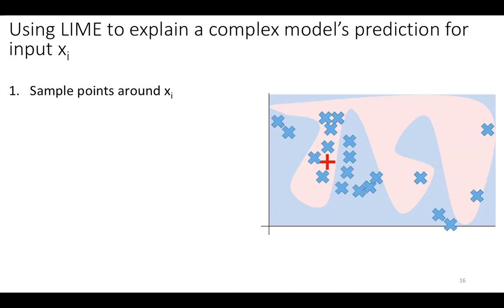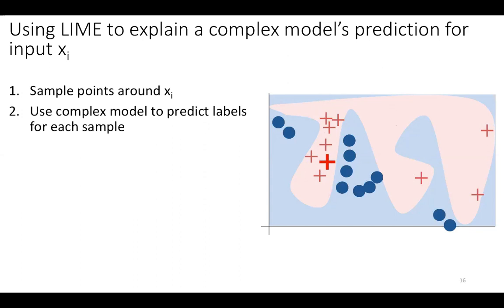Now use the complex model to predict the labels for each sample. So whatever samples you have selected, you predict the labels of those samples. For instance, if you use your complex classifier, you will get more or less all the points falling inside the light pink region as pluses, and those that fall in the blue region as bubbles, roughly speaking. So this is what you will get if you use the complex model to predict the labels of all the samples that you have randomly chosen around the point xi.